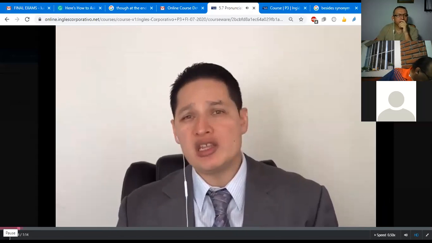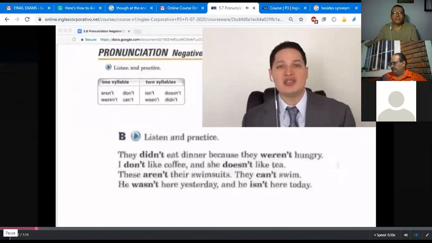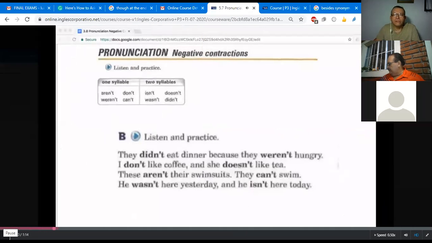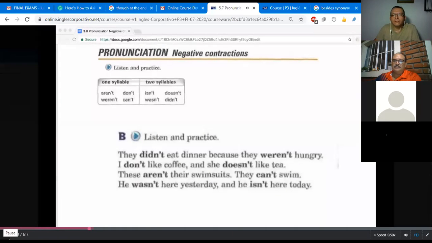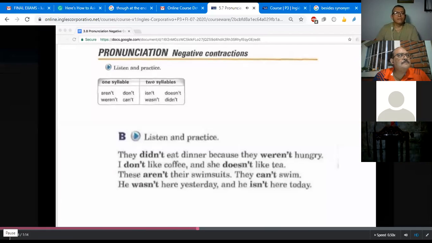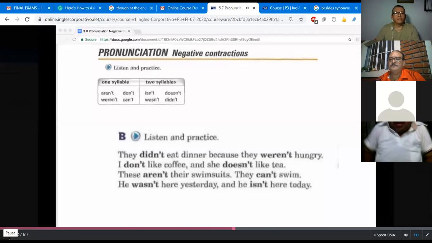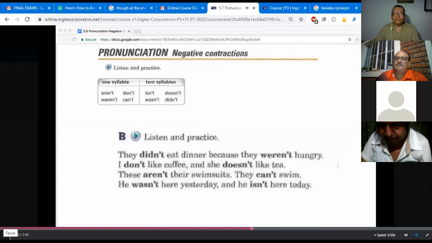To sound natural when expressing contractions, let's get started by analyzing the contractions on this chart. Aren't, weren't, don't, can't. Two syllables. Isn't, wasn't, doesn't, didn't. They didn't eat dinner because they weren't hungry. I don't like coffee, and she doesn't like tea. These aren't their swimsuits. They can't swim. He wasn't here yesterday, and he isn't here today.